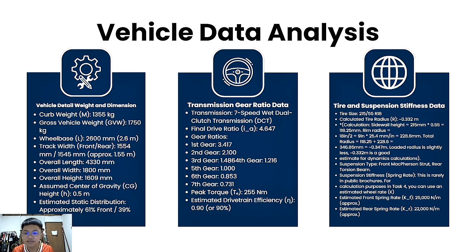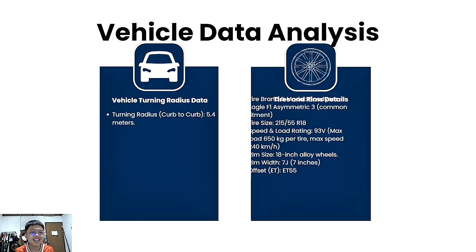Tire size 215/55 R18. Then we have a calculated tire radius. We have a radius and saturation type. Next, vehicle turning radius data. The turning radius for this vehicle is curb to curb 5.4 meters.